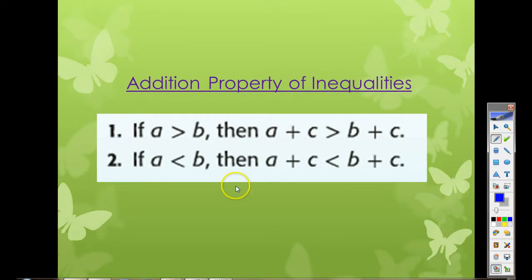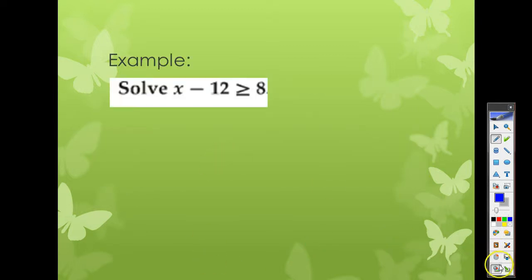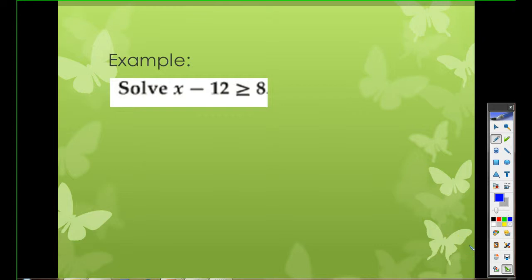Okay, so let's try and see if we can do an example together. So example, if you have x minus 12 is greater or equal to 8. If this was an equal sign, you would just add 12 to each side. So let's pretend that's an equal sign and add 12 to each side here and here.